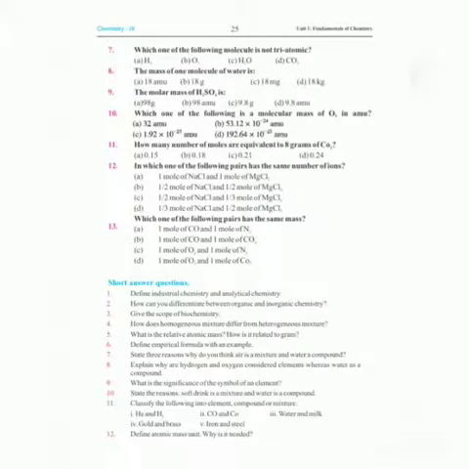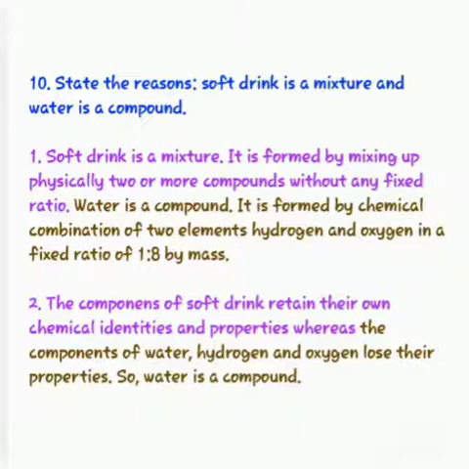Our next question is: state the reasons why a soft drink is a mixture and water is a compound. So here again we have to differentiate between a compound and a mixture. We can say that a soft drink is a mixture. It is formed by mixing up physically two or more compounds without any fixed ratio. We are mixing up physically and without any fixed ratio. So this is the indication that a soft drink is a mixture.